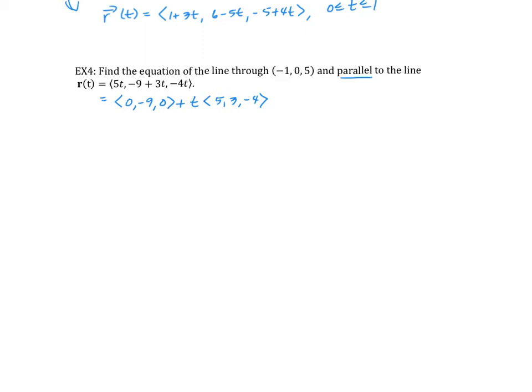So now my direction vector would be 5, 3, negative 4. That's my direction vector ABC. The equation of my line is going to pass through the point negative 1, 0, 5, so that's my vector negative 1, 0, 5, plus t times the vector 5, 3, negative 4. And that's it. Again, it's a line, so if I want, I can specify that my t values are going to go from negative to positive infinity.